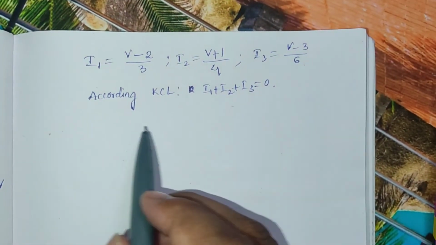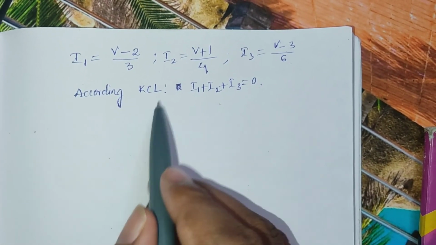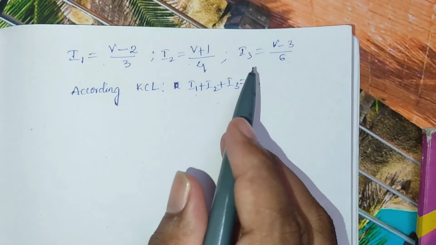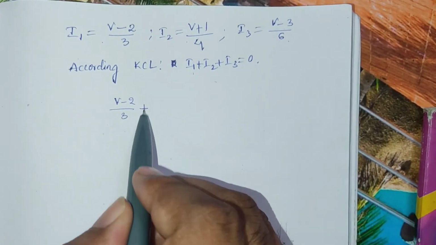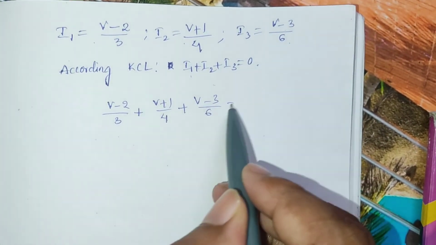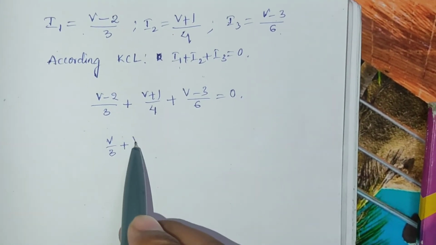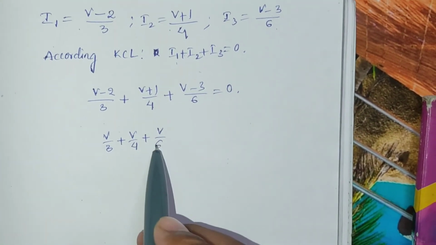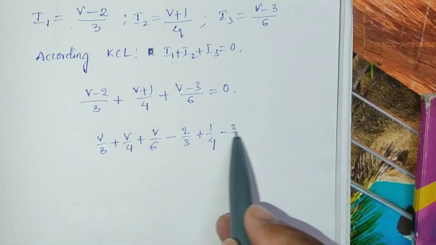So let us try to understand this. Let us find V first. For that I am going to substitute all the I1, I2, I3 values into this expression. That will be V minus 2 by 3, this is I1, plus V plus 1 by 4, this is I2, plus V minus 3 by 6, this is I3, equal to 0. Okay, so we can write V by 3 plus V by 4 plus V by 6, I am writing the V separately, plus minus 2 by 3 plus 1 by 4 minus 3 by 6 equal to 0.